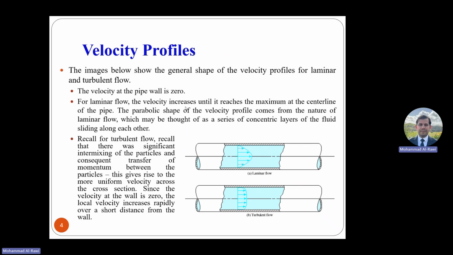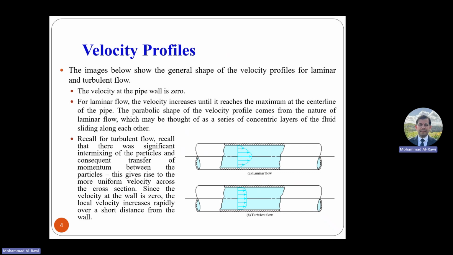So for laminar flow, the velocity increases until it reaches the maximum at the center line of the pipe. The parabolic shape of the velocity profile comes from the nature of laminar flow, which may be thought of as a series of concentric layers of fluid sliding along each other. However, for turbulent flow, we recall there is significant intermixing of the particles and the consequent transfer of momentum between them. This gives rise to a more uniform velocity across the cross-section.